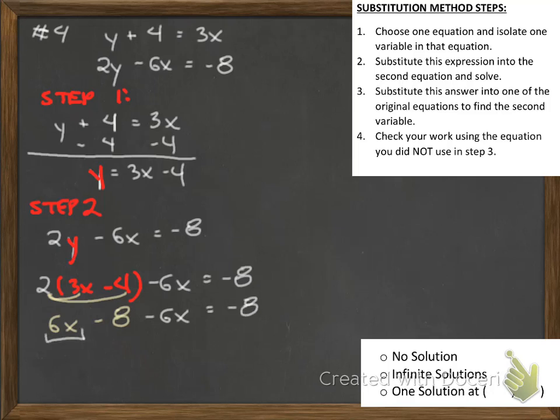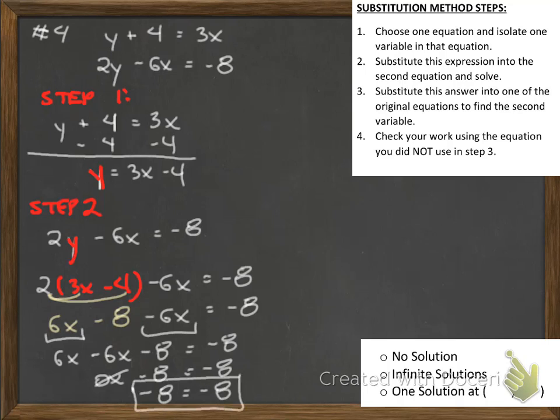So we have a 6x minus 6x, and if you want, you can take an extra step and rewrite it. Just rearrange your terms before you combine them. 6x minus 6x is equal to 0x. So we have 0x minus 8 is equal to negative 8. Well, I don't need to write that. I can just write negative 8 is equal to negative 8.